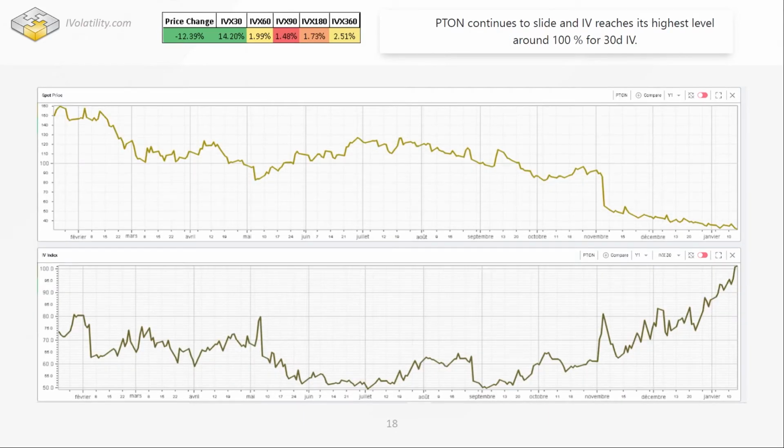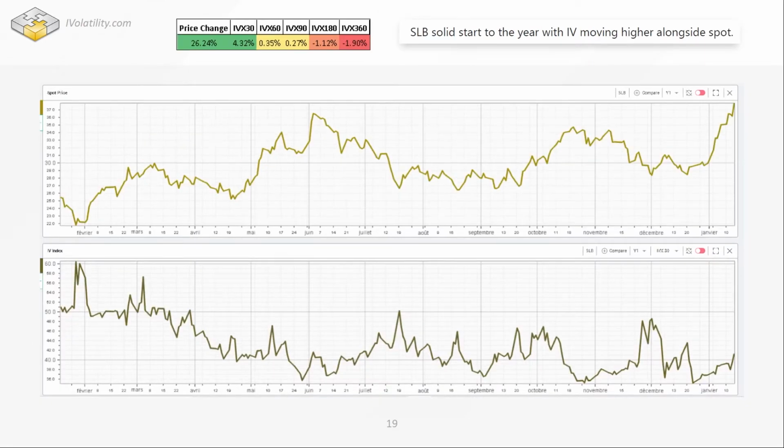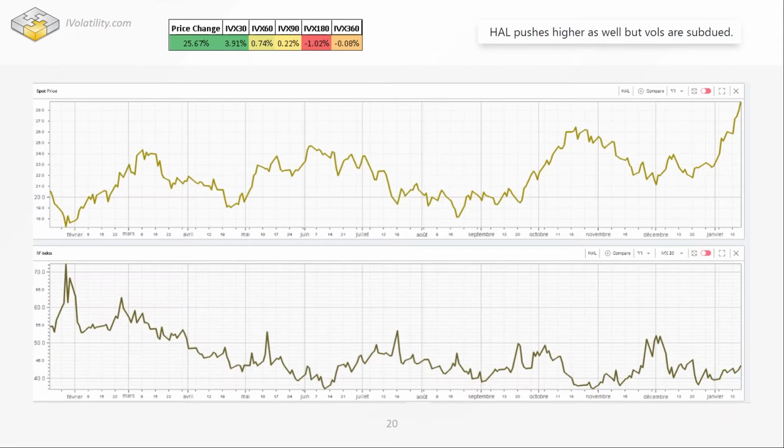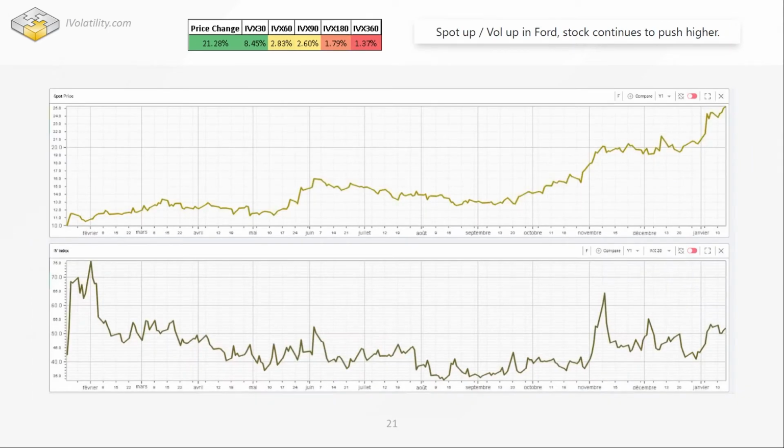So if we look at Peloton, I mean, the stock continues to slide. It's trading sub 40 now, sub $40. IV is reaching 100 vol. If you look at Schlumberger, very strong start to the year, up 26%. We've got a little bit of a spot up, vol up phenomenon, so that's quite interesting. We see the same picture in Halliburton. I mean, Halliburton is up 26% as well, and we see IVX 30 up about 4 points. So spot up, vol up in Schlumberger and Halliburton.